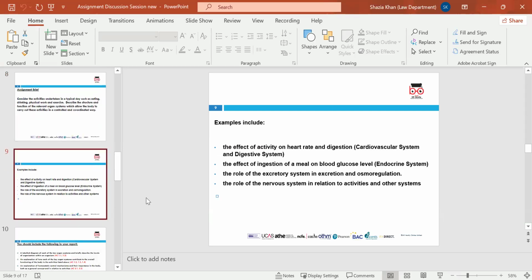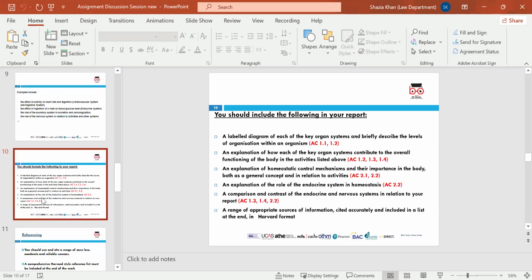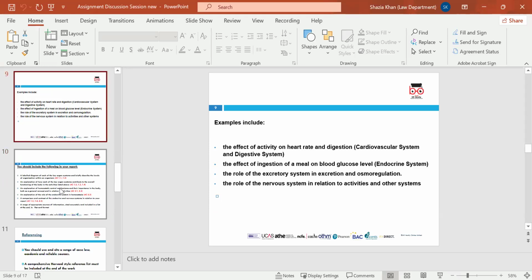Examples include the effect of activity on heart rate and digestion, which is the cardiovascular system and the digestive system. Another example is the effect of ingestion of a meal on blood glucose level, which is the endocrine system. Another is the role of the excretory system in excretion and osmoregulation. The next one is the role of the nervous system in relation to activities and other systems. These are just examples that you could use when doing your assignment.